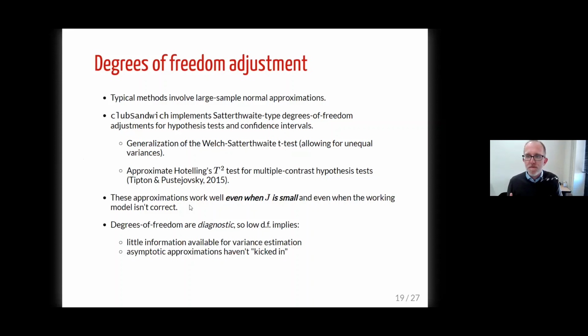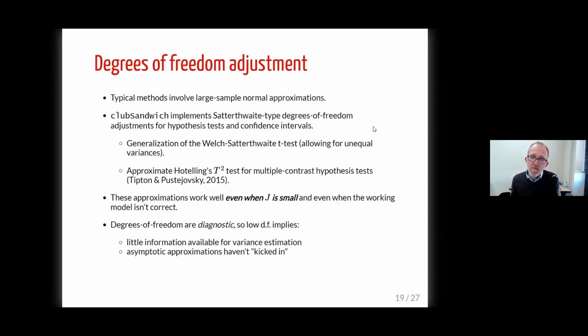So if you have low degrees of freedom, that tells you you're in a situation where you can't trust the large sample approximations. And it tells you further that for this data, there's very little information available to estimate the variance of model coefficients. So the asymptotic or large sample approximations just don't work very well. You can really read the degrees of freedom as telling you whether you can trust this sandwich estimator.